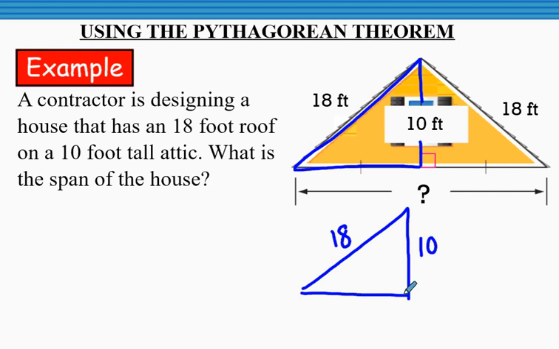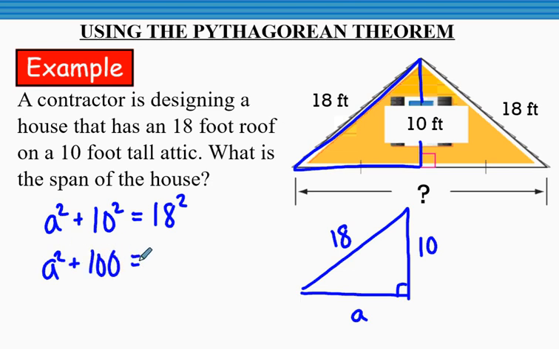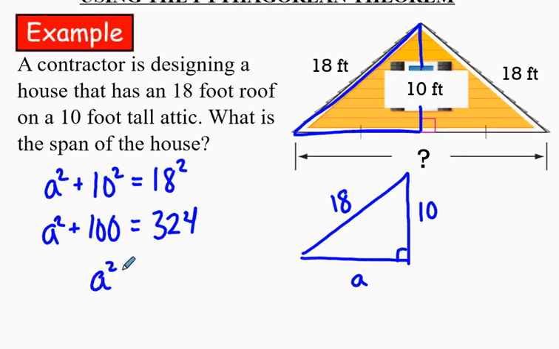B, because I usually like to think of A as the flat side on the bottom, it kind of looks like that. So I know a squared plus b squared, 10 squared, is equal to 18 squared. A squared plus 100 is equal to 18 squared, and 18 squared is 324. Subtract 100, I get a squared equals 224, and then I take a square root.